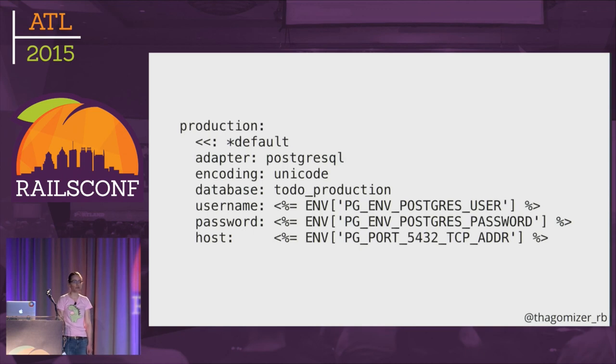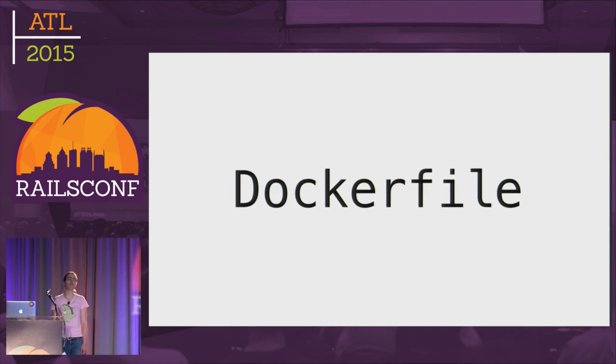Set the adapter to Postgres for production, and then I'm going to set my username, password, and host from some environment variables that Docker sets for me, and I will come back to this, I promise. So now I need a Dockerfile. A Dockerfile is just the list of things that need to happen to set up your environment.